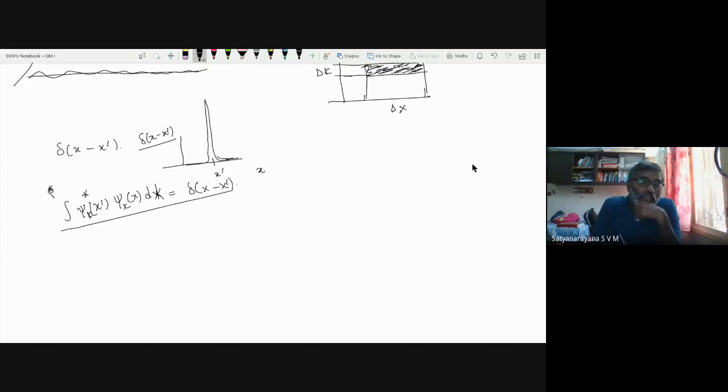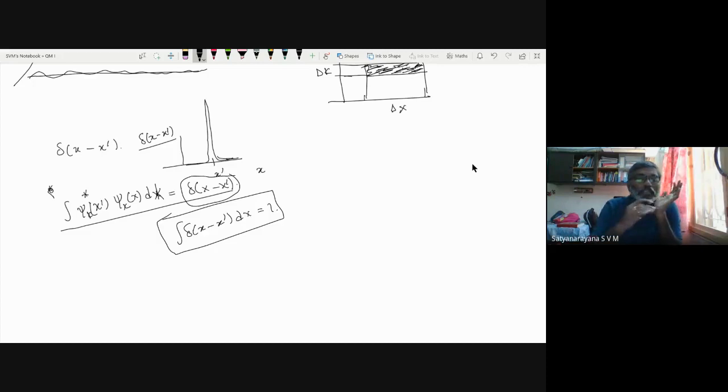So what happens as x goes to x prime can only be understood using this delta function. And this is not equal to 1. Only the integral of this one is equal to 1. So this is a generalized sense in which we are normalizing. That is why we have to use two different indices.